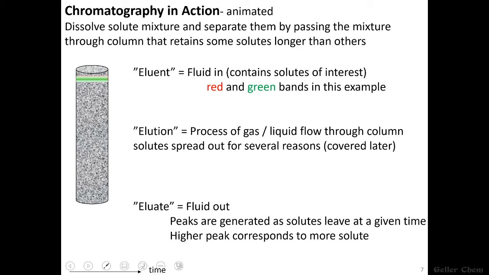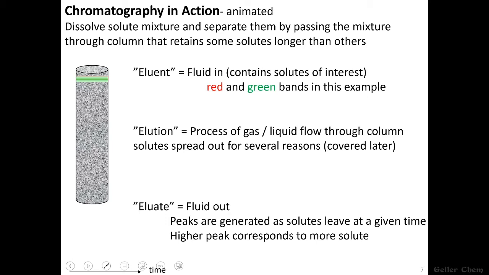In chromatography, we dissolve a solute mixture and separate the solutes from each other by passing the mixture through a column that retains some solutes longer than others. In other words, if we have two chemicals represented by this green band of chemicals here and this red band that's hard to see right now, but there is a red group of chemicals behind that green, we're going to pass them through this column, and one of those chemicals is going to go slower through the column than others. In other words, it's going to be held up by the column or retained in it longer than the other one, and that's going to allow them to separate from each other.